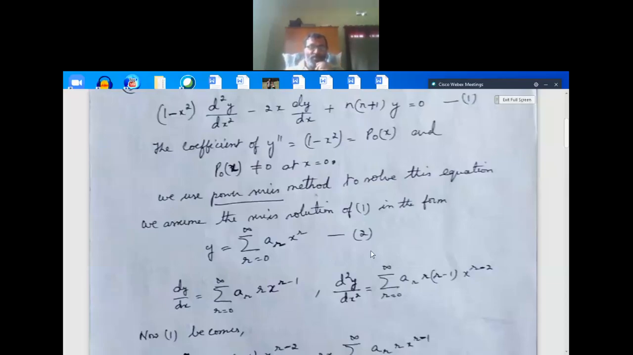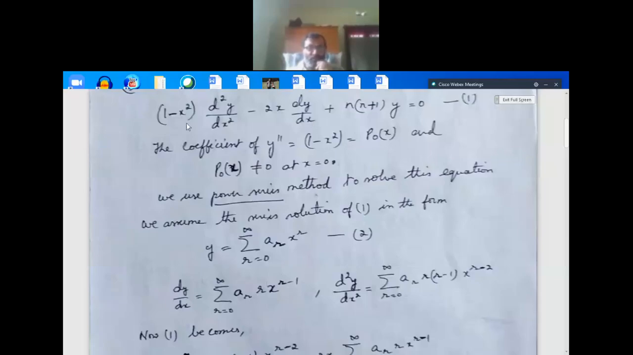Now since it is a solution, it satisfies the equation. So we have to substitute the values of dy by dx and d squared y by dx squared. So we differentiate with respect to x, that is dy by dx, sigma r equals 0 to infinity ar, that is a constant. Then differentiation of x power r is r into x power r minus 1.